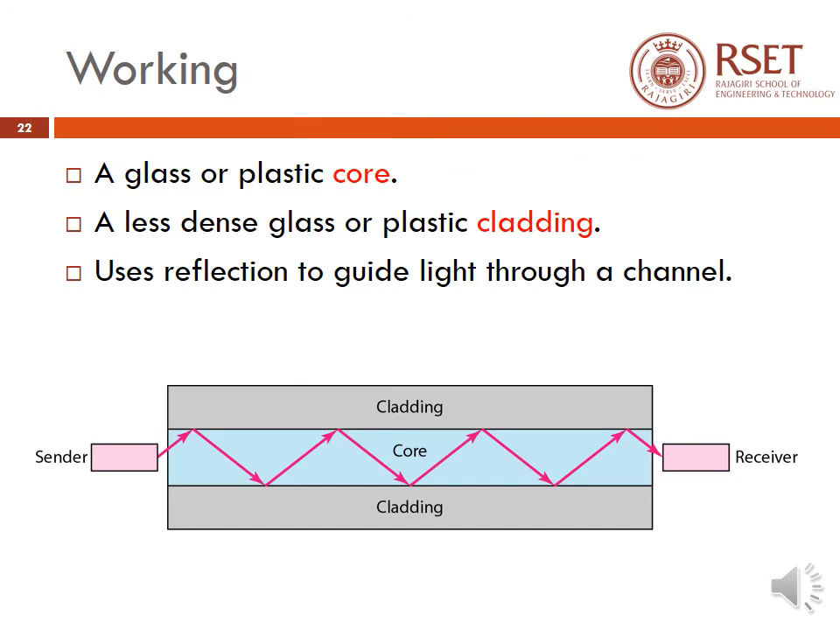In this diagram, you can see the construction of a fiber optic cable. It consists of two parts, a dense glass or plastic core and a less dense glass or plastic cladding, and this core is surrounded by the cladding.